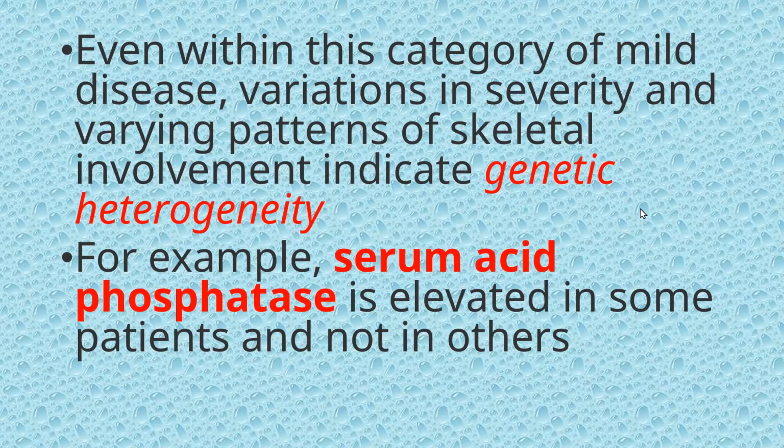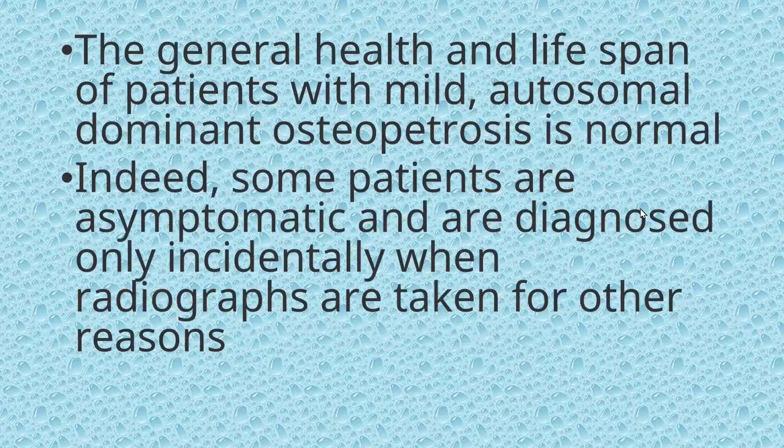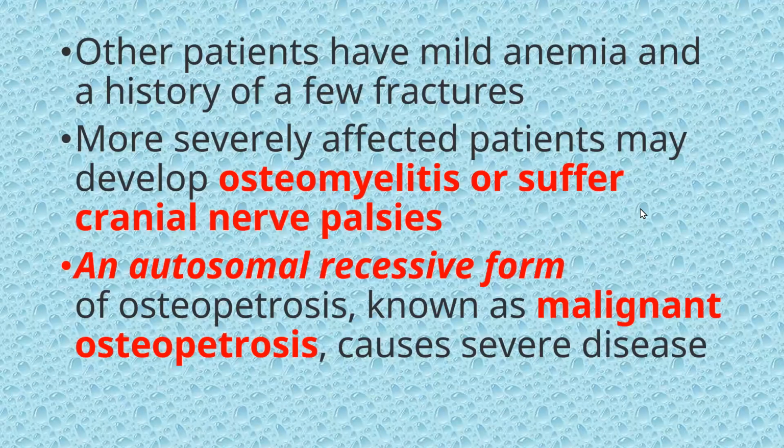The general health and lifespan of patients with mild autosomal dominant osteopetrosis is normal. Indeed, some patients are asymptomatic, and as I mentioned before, they are diagnosed only on incidentally taking x-rays for other causes. Other patients have mild anemia and a history of a few fractures. More severely affected patients may develop osteomyelitis or suffer cranial nerve palsies.